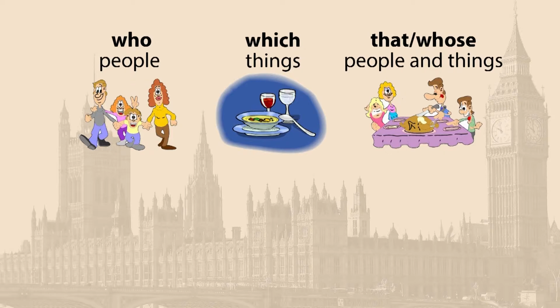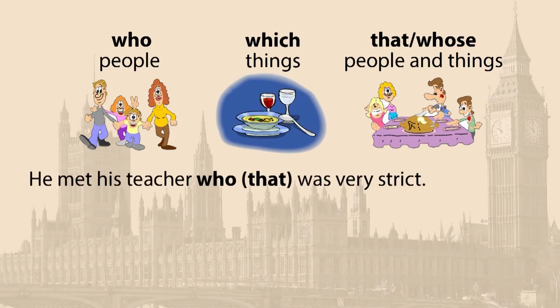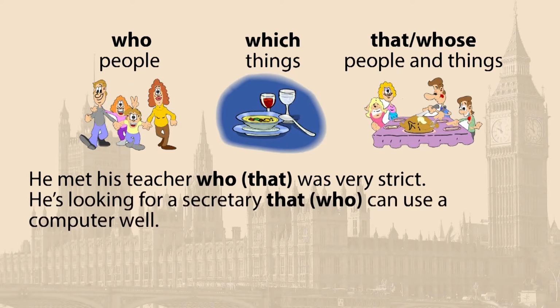Look at the examples again. He met his teacher who was very strict. His teacher is a person, so we can use who or that. He is looking for a secretary that can use a computer well. A secretary is a person, that's why we can use that or who.